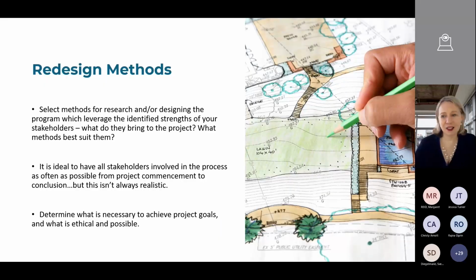And the last guideline is around redesigning methods. So when we're selecting methods for research and/or designing the program, we want to look for ways that leverage the strengths of our stakeholders. So we've spoken a lot about the organisation and the user, but in reality, there are a lot of different stakeholders involved, particularly in large projects, and we have to think about what each of them brings to the project. So our consumers who are experiencing vulnerability, they are obviously bringing to the project their expertise of their own experience. They're bringing authenticity, and they'll be bringing other strengths as well, depending on their characteristics.